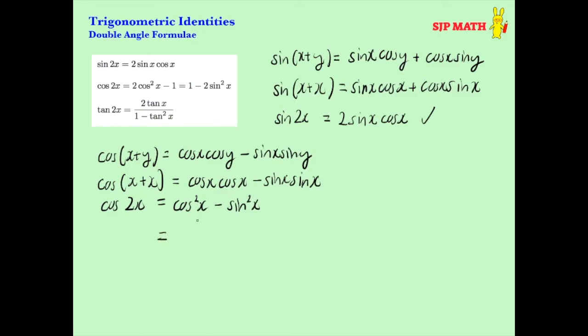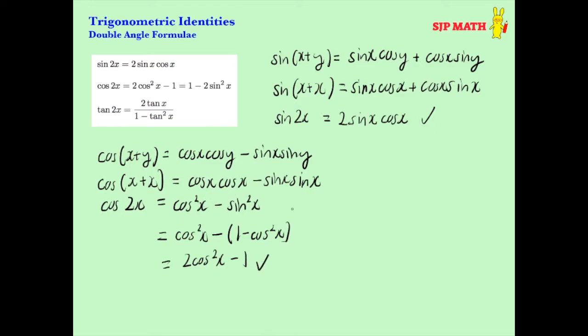Firstly, we know that sine squared x plus cosine squared x is equal to 1, according to the unit circle. So we can express sine squared x as 1 minus cosine squared x. Here, cosine squared x is just cosine squared x, and we write this as 1 minus cosine squared x. Then we can put this in terms of cosine squared x by getting rid of the brackets and getting 2 cosine squared x minus 1. So we got one of our expressions here.